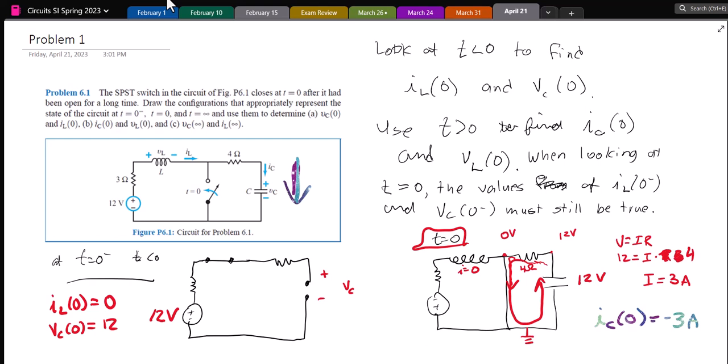But so IL of 0 and VC of 0, those are still true at 0 and 12? IL of 0 is still 0. VC of 0 is still 12. Now, we do have to decide on VL of 0. So let's look at VL of 0. And VL of 0, right now, there is no current flowing through it.